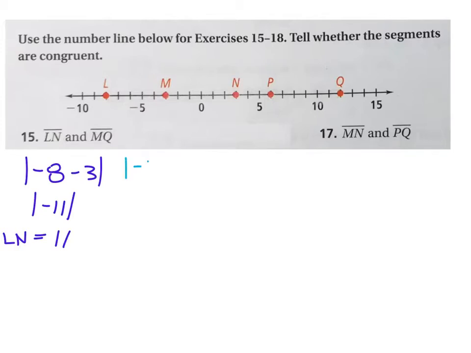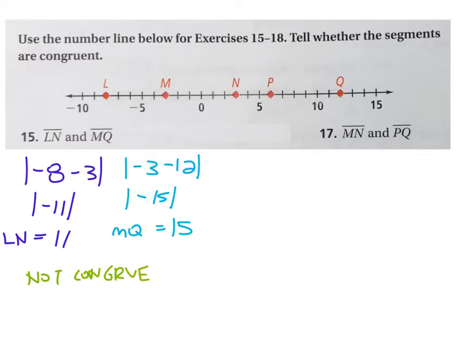M is at -3, so we'll take the absolute value of -3 minus the coordinates of Q, which is 12. Okay, the absolute value of -3 minus 12, or -15, which means 15. Okay, so MQ, which is the length of segment MQ, is 15. So congruent, we would say not congruent. Because to be congruent, they have to have the same measures of length.